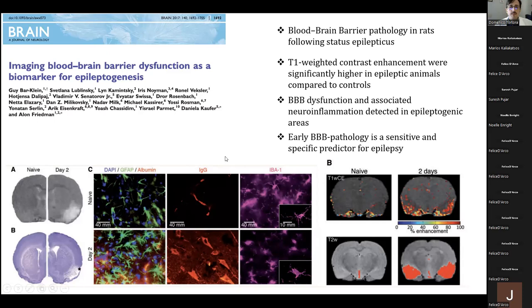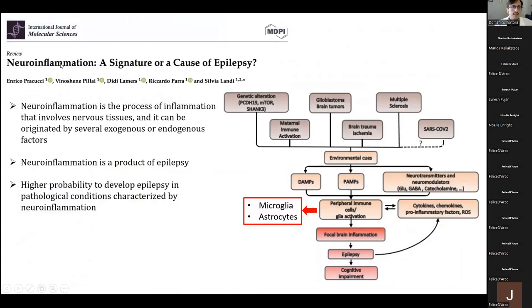The next mechanism that has been hypothesized to have a role in epilepsy is neuroinflammation. Neuroinflammation is the process of inflammation that involves the brain tissues, and there are many mechanisms that may activate these processes. Some of them are congenital, others can be acquired, such as ischemic lesions or brain trauma. But through different mechanisms, all these processes activate the inflammatory cells within the brain tissues, microglial cells and astrocytes. We know that these activated cells may produce molecules such as cytokines, chemokines, or pro-inflammatory factors that may enhance the inflammation of the brain in a specific region.